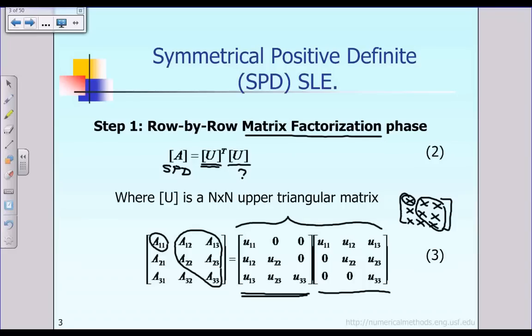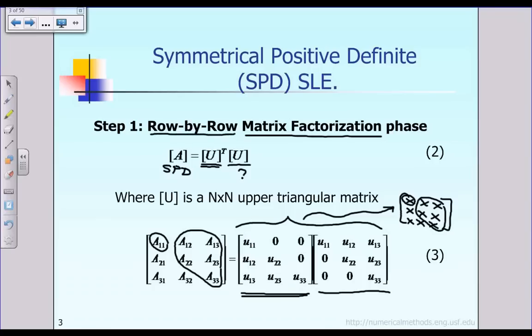All we have to do is multiply these two matrices, and the result will be a 3 by 3 matrix like that. Then we just equate the upper triangular portion of that matrix with the upper triangular portion of the left-hand side. Then we will get 6 equations. And from those 6 equations, we should be able to solve for the 6 unknowns: U11, U12, U13, U22, U23, and U33.